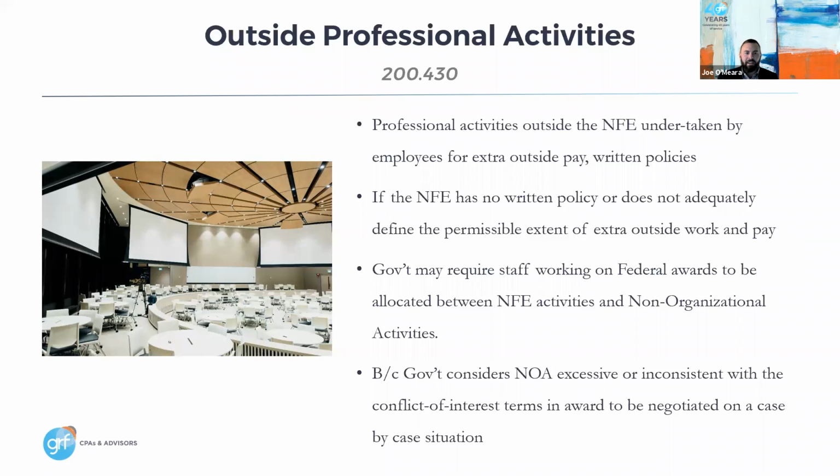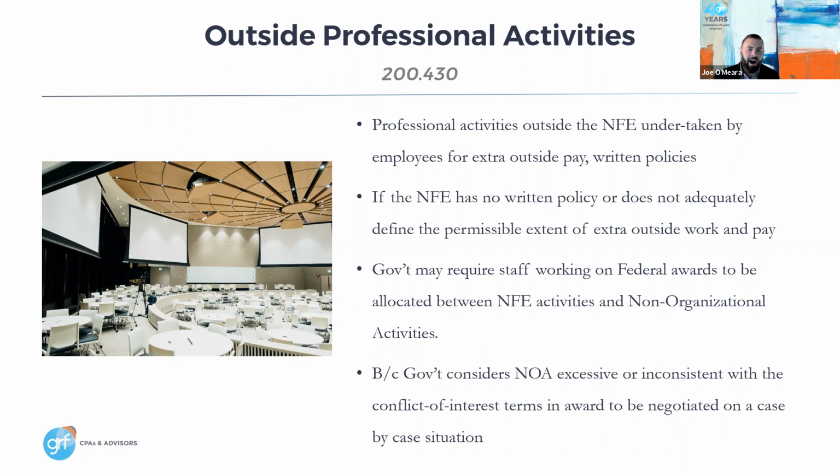Another area in the compensation cost principle talks about outside professional activities. This is really for any professional activities your employees are undertaking that are in addition to their normal job duty, what they're currently being paid for. And again, if you do not have a written policy or you don't have adequate definition as far as why this activity is permissible and why it's reasonable, the government will likely make you allocate a portion of their salary to that activity that is ultimately not going to be reimbursed from the federal government.